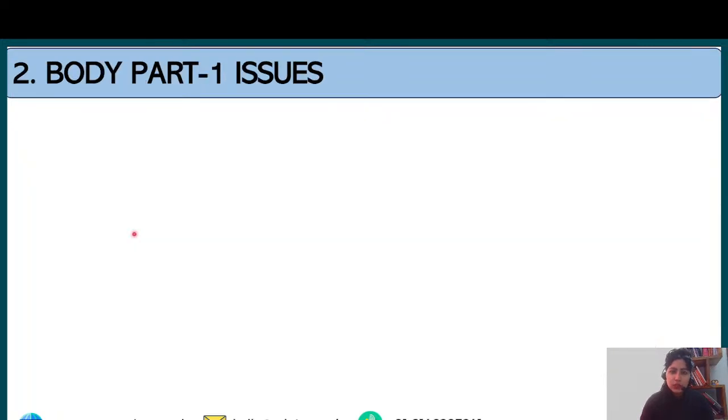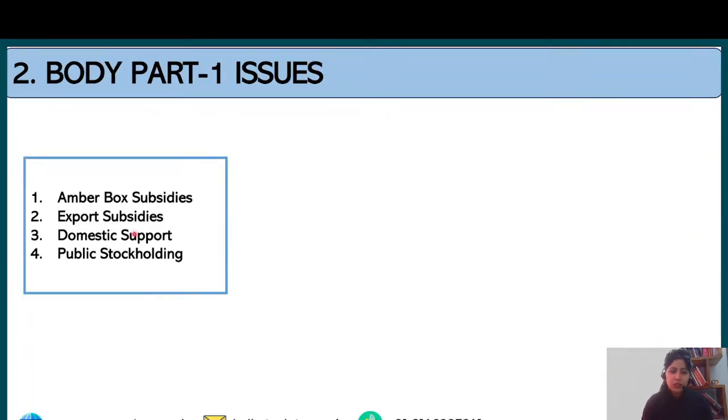Now, what are the issues? There are broadly 4 issues. First one, amber box subsidies, as I have explained. The second is export subsidies. The third one is domestic support. And the fourth issue is public stockholding. Most of these are related.